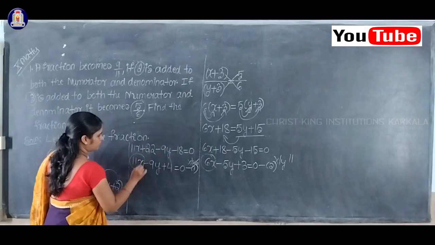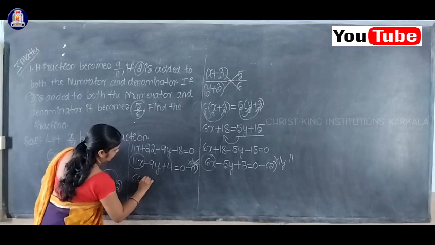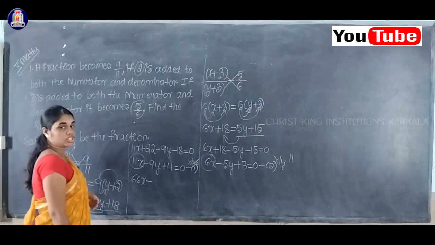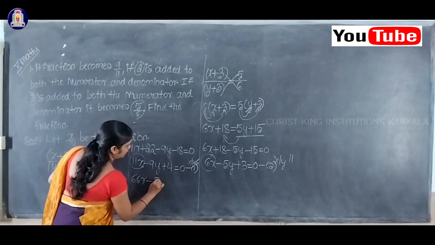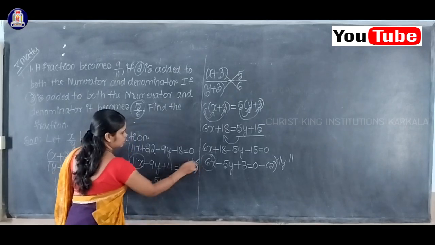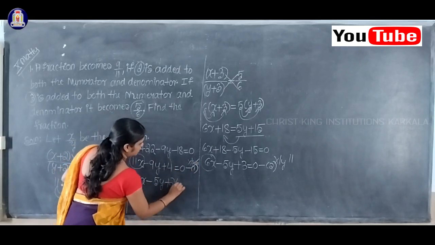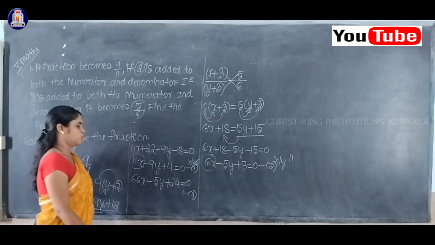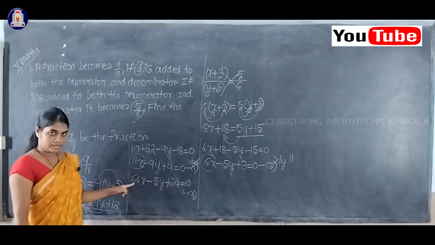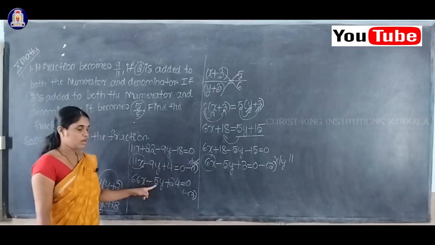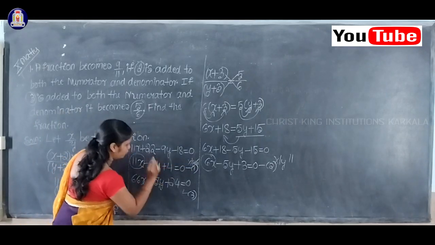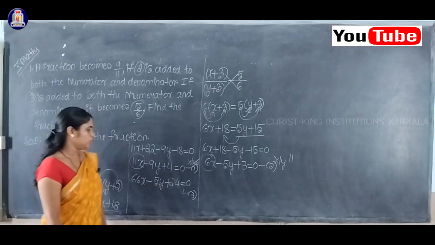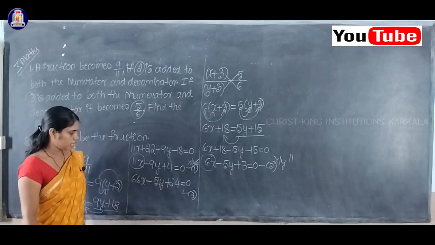6 into 11, how much? 66x, minus 6 into 9, how much? 54y, plus 6 fours are 24 equal to 0. This is equation number 3, I'll consider. 6 into 11 is 66, 6 nines are 54, so 54y, 6 fours are 24 equal to 0.